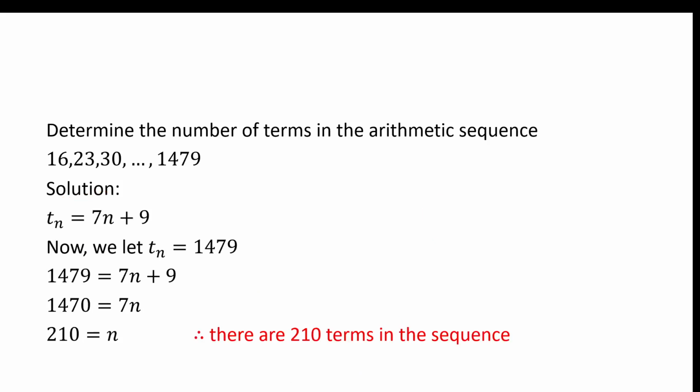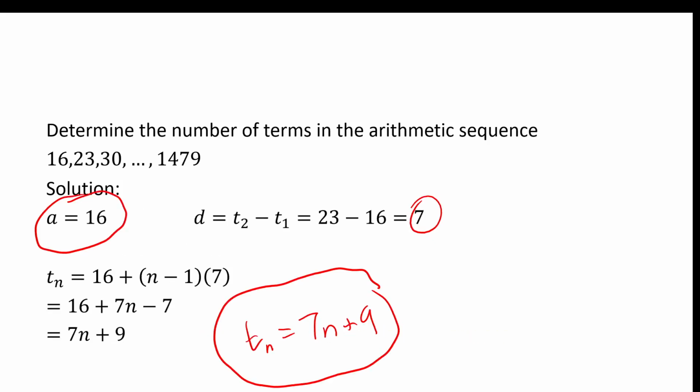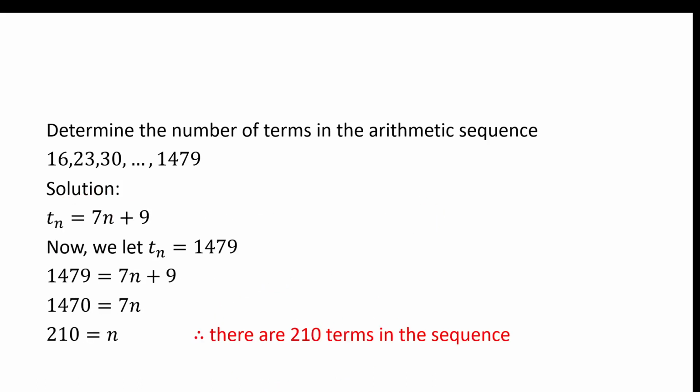Okay? Now that we know that, what we can do is I'm going to let 1,479 equal Tn. And then I'm going to solve for n. And once I solve for n, that means I know the subscript. So if n ends up equaling a certain value, I'll know that that's exactly how many terms are in the sequence. So I let 1,479 equal Tn, which means 1,479 equals 7n plus 9.